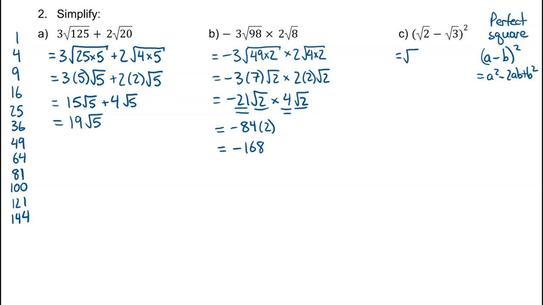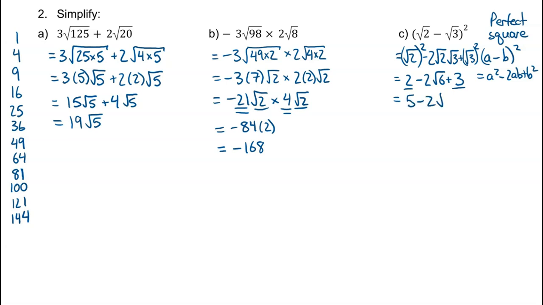So let's apply that in this particular case. Square root of 2 is a, so we're going to square that. And then we have the middle term, which is 2 times the square root of 2 times the square root of 3. And then the last term squared, root 3 all squared. So the square root of 2 squared is just 2. And then we have minus 2 times the square root of 2 times the square root of 3. We can multiply those together to give us root 6. And then root 3 squared is 3.